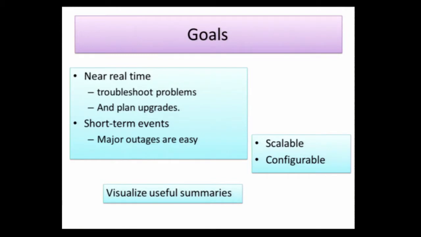But anyway, our goals really were to try and troubleshoot problems in near real time. We want some quick answers. We also want to use the information to help plan upgrades and changes. We're specifically looking at short-term events, things that come and go. Before, as you pick up the phone to tell somebody there's a problem, by the time they actually look, the problem's kind of gone away, and they say, nothing wrong here. You're imagining it. But we also think that major outages are quite easy. If there's a major network outage, you don't need sophisticated tools to tell you what's going on.